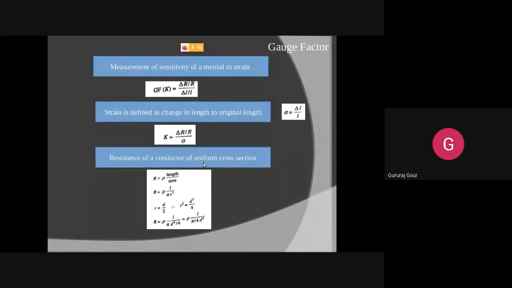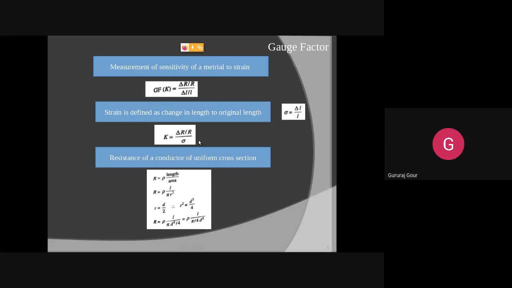The only thing left is resistance. The resistance of a conductor depends on these factors, as we know: R equals rho L by A, where rho is the resistivity, L is the length of the wire, and A is the area of cross section, which is a circle, so the area is pi r square. Replacing the radius by the diameter, we finally get R equal to 4 rho L by pi d square.